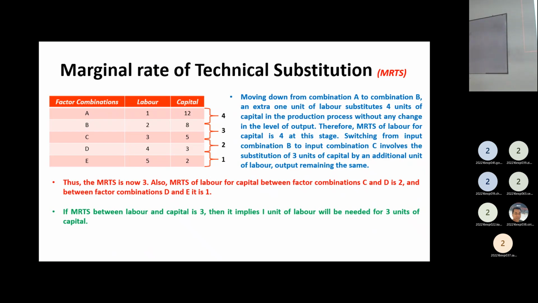Now in this particular example, when you are moving from factor combination A to factor combination B, you are sacrificing 4 units of capital. Sorry, the sacrifice of 4 units of capital will be replaced by an increment of 1 unit of labor. That is what we simply know as the marginal rate of technical substitution. It is the same thing I have written here. Please read this. MRTS, marginal rate of technical substitution: the amount that you could substitute by increasing another factor without changing the level of output.